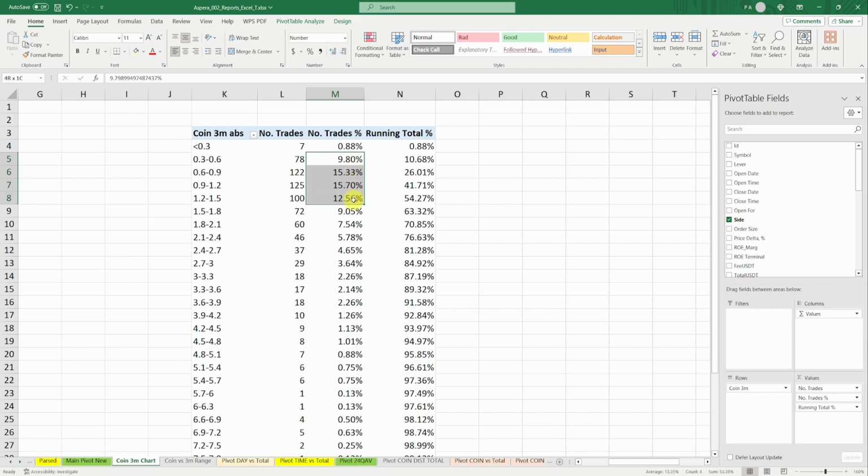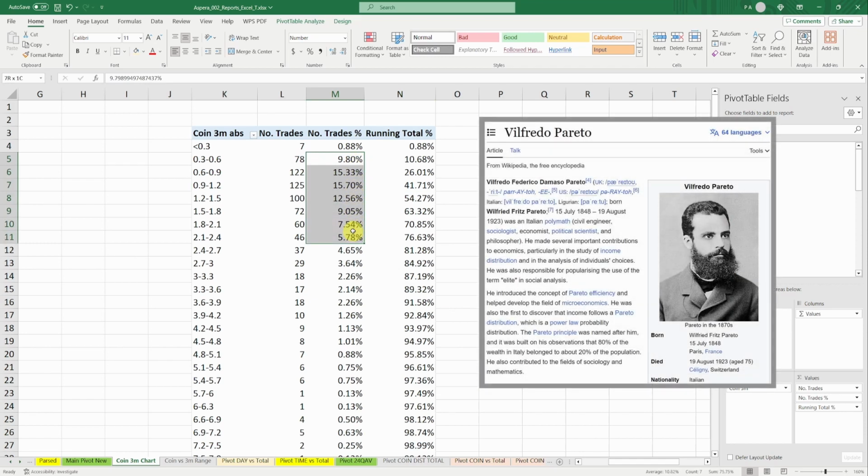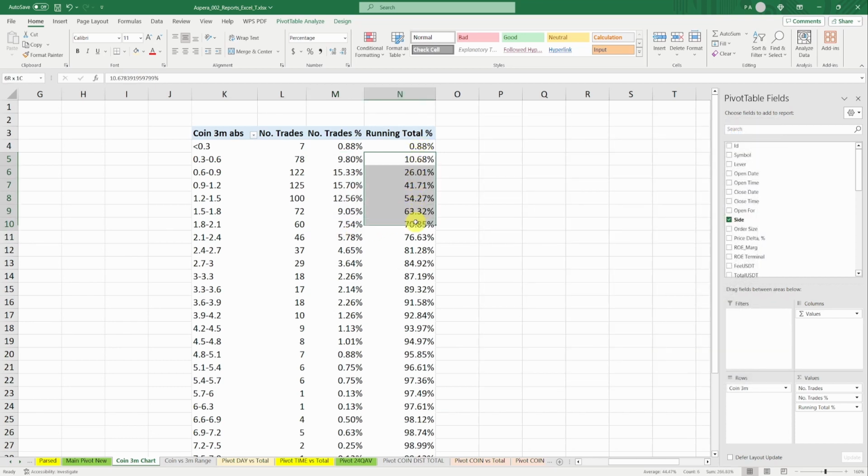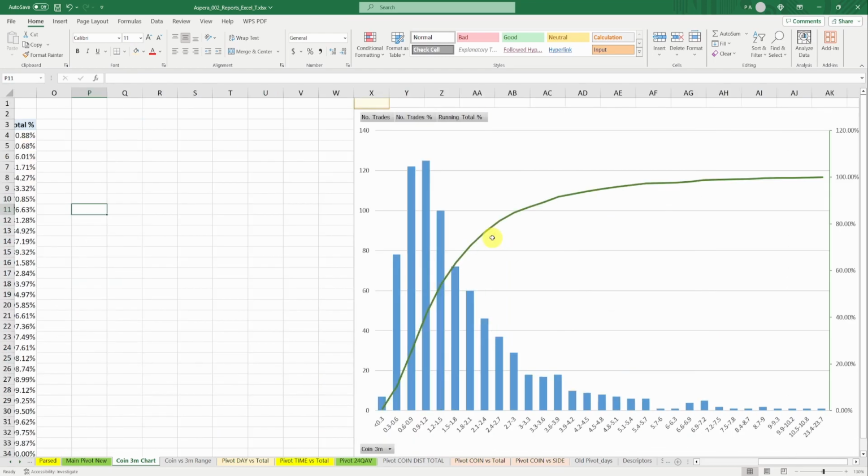Now, here I will refer you to our good old friend Mr. Pareto. And I will go looking for a cluster of data that represents 80% of the grand total. And here it is. These 8 ranges with the most data represent 80% of the trades. Therefore, I may conclude that the data collected is more or less valid for the coin deltas between 0.3 and 2.7%. Okay, let's bump it up to 3%, just to make it roll off the tongue a little bit better. 0.3 to 3%. Fine.